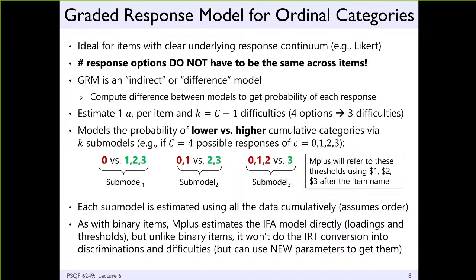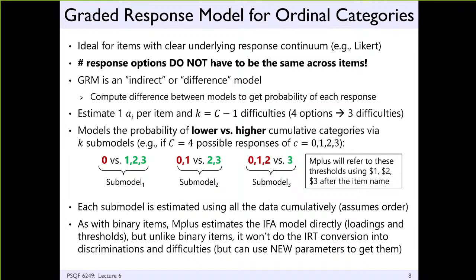I've never seen it. Doesn't mean it's not possible theoretically, but I've never seen it. You'd have to have a ton of data to do it, though. You'd have to have enough people to be able to identify each of the separate slopes. But yeah, that's an assumption of this model. So if I have 4 options, I still only have 1 A, but I have 3 Bs.